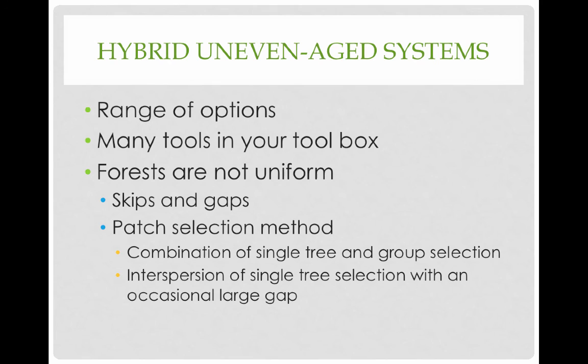Throughout this class, we've grouped things into categories, but remember, we can have this range. This hybrid uneven age system is a range of options that includes many tools from your toolbox. Forests are not uniform, so maybe you're not just implementing a single tree selection or a group selection. Maybe you're implementing something of both: creating skips and gaps, creating patches, and using individual tree selection. It's a combination of single tree and group selection depending on your site, focusing on single tree selection for your more shade-tolerant individuals, and group selection or gaps for your more mid-tolerant or intolerant individuals.